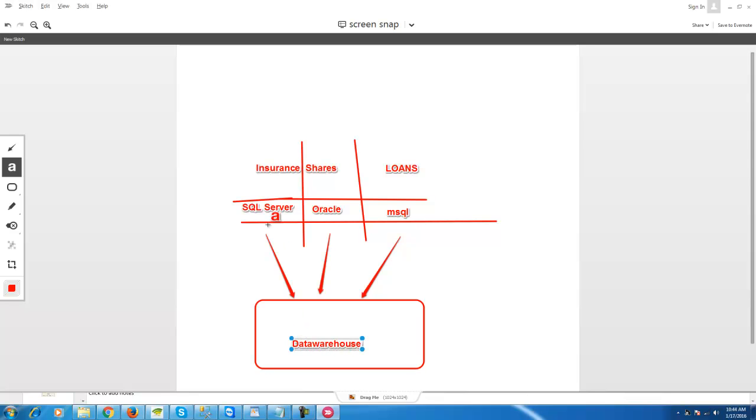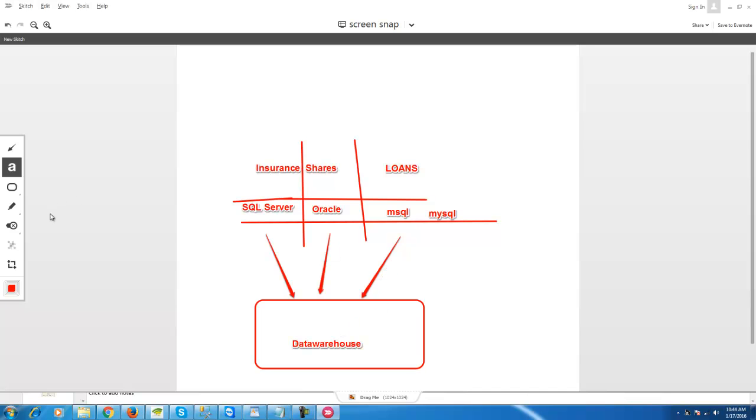So typically you would need a connector for each of these. Your data warehouse should have a connector for SQL server so that it could talk to SQL server and get the data. It would talk to Oracle, so you need to have an Oracle connector, and similarly you should have a MySQL connector. Your data warehouse really needs to have these connectors so that it could talk to each of the database servers to get the data, and that is very important in a data warehouse.